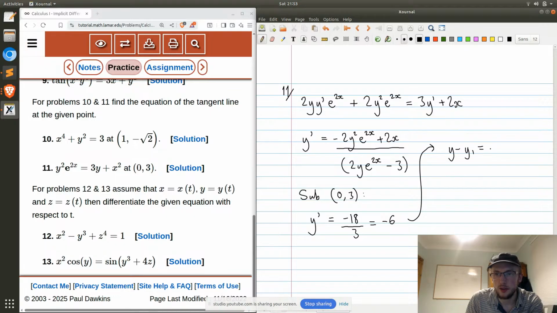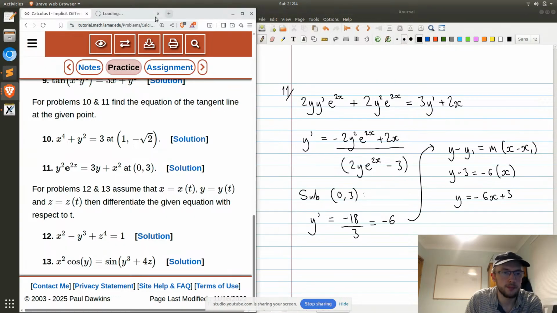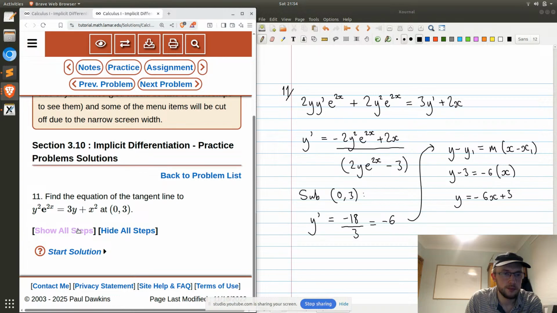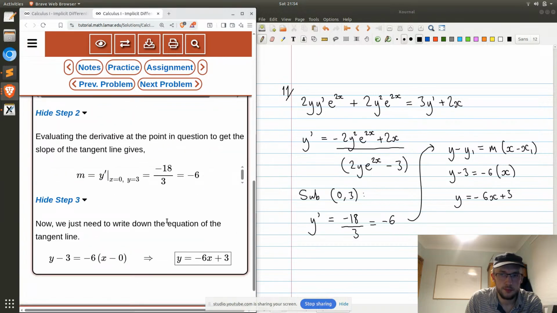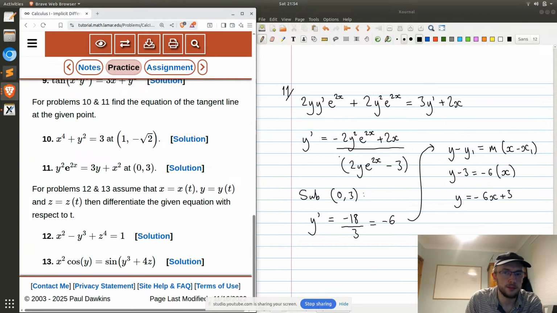Then y minus y1 equals m times x minus x1. So y minus 3 equals minus 6 times x minus 0. So just x. So y is equal to negative 6x plus 3. Well, so I believe. And that's right. That's great.